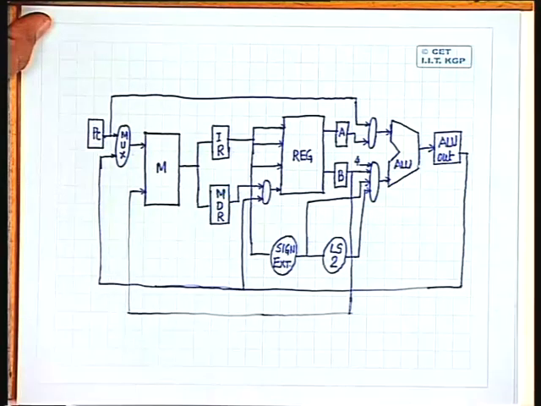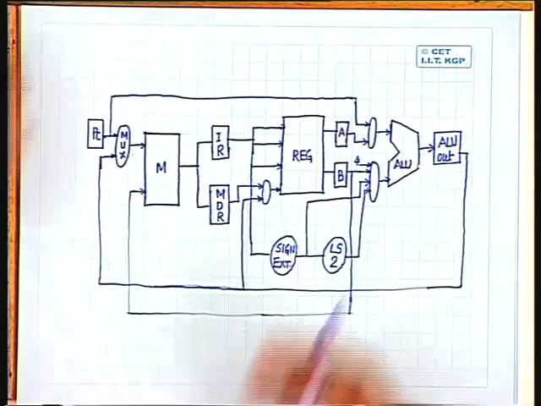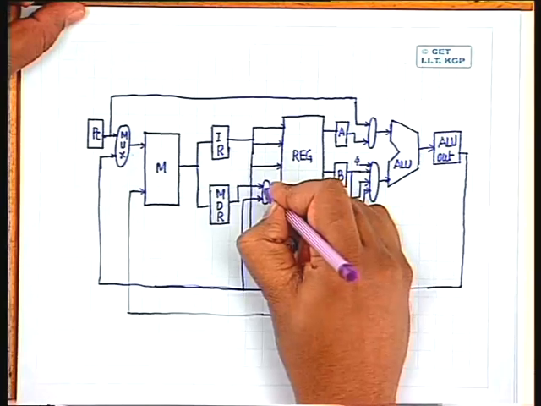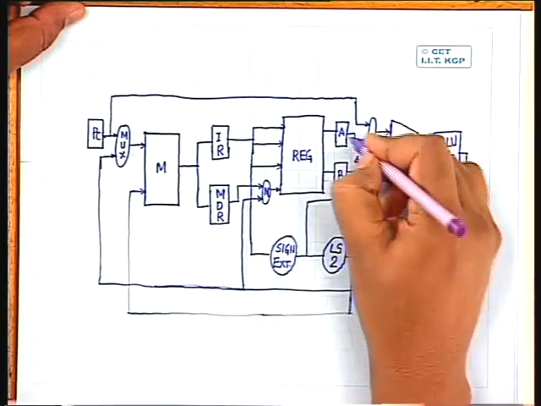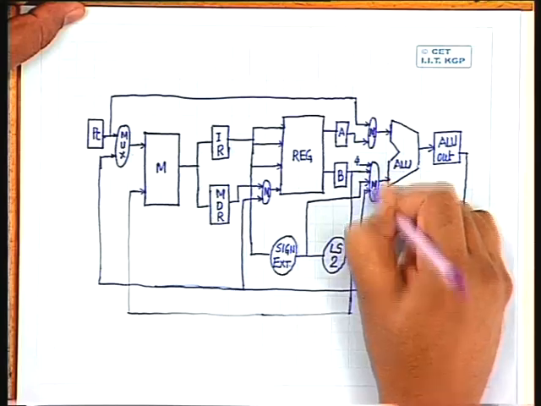Okay. So that completes the entire data path of the CPU where we have been able to avoid duplication of the data units. Okay. So in this case, all these are multiplexers. This is a multiplexer. This is also a multiplexer. This is also a multiplexer.